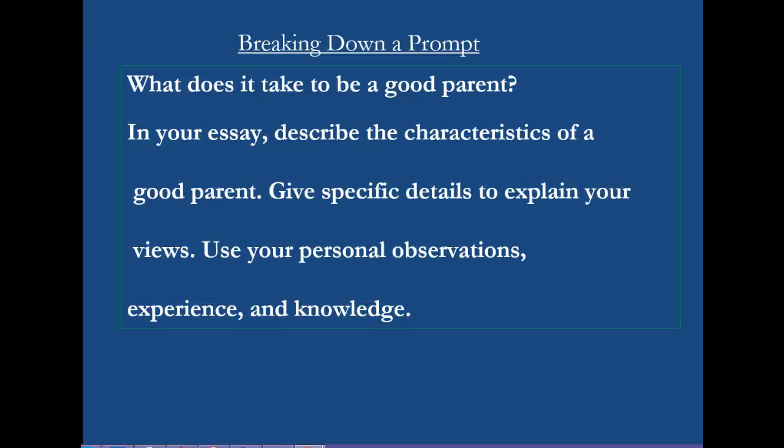Let's CUB a few prompts together. Remember, here are your 6 steps. First, you read the prompt. Second, you reread the prompt. Third, circle the bossy words. Fourth, write the word what above the bossy words. Fifth, underline the answer to the bossy what. And sixth, bracket any important words.